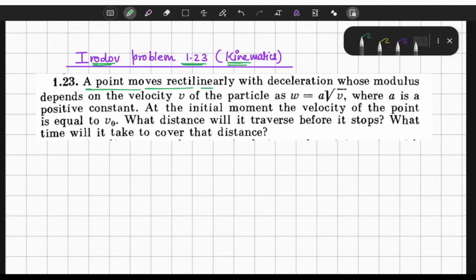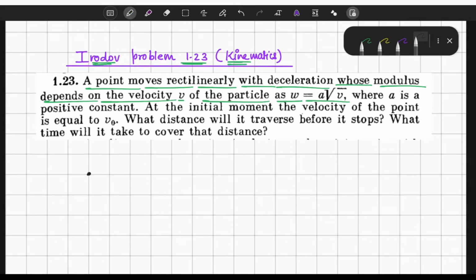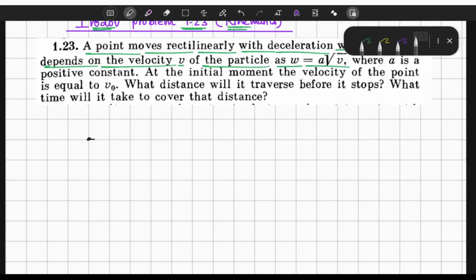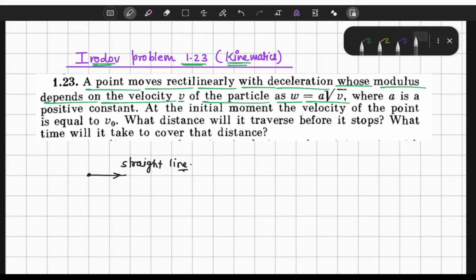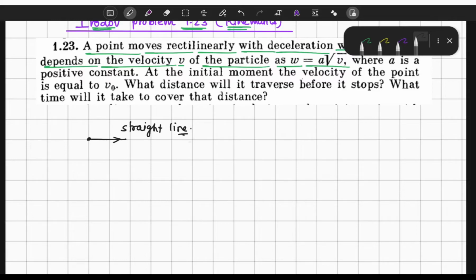A point moves rectilinearly with deceleration whose modulus depends on the velocity v of the particle as w = a root v. So the particle, which is moving rectilinearly, the meaning of saying is that it is moving in a straight line, and it is moving with negative acceleration, that is deceleration. So the velocity is in this direction and acceleration will be in this particular direction. Let us denote it as w.